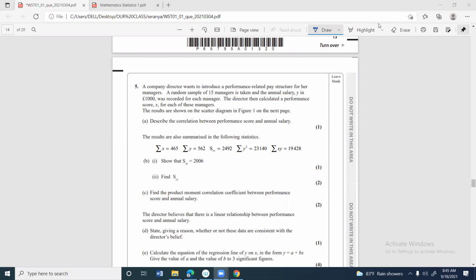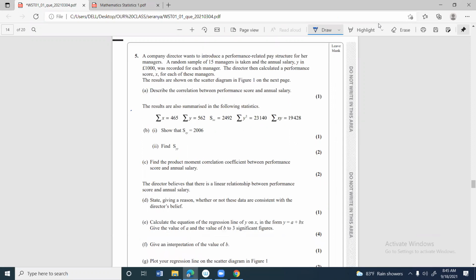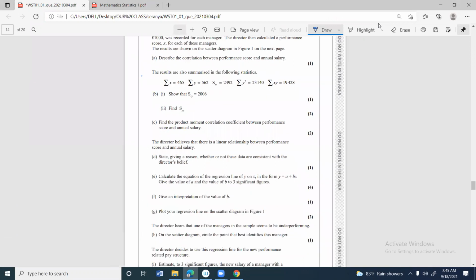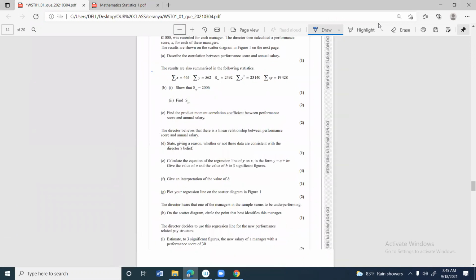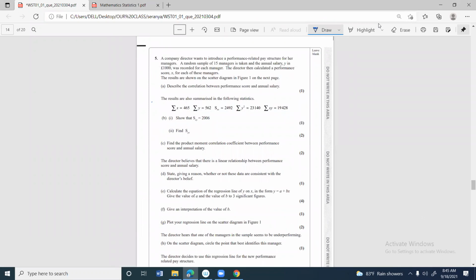Right. Okay, we'll come to this question. Just make it a little bit smaller. You can see the entire question from here. For this question, a company director wants to introduce a performance-related pay structure for her managers. A random sample of 15 managers is taken, with the annual salary Y in £1,000 recorded for each manager. The director then calculated the performance score X for each of the managers. The results are shown in the scatter diagram in Figure 1 on the next page.